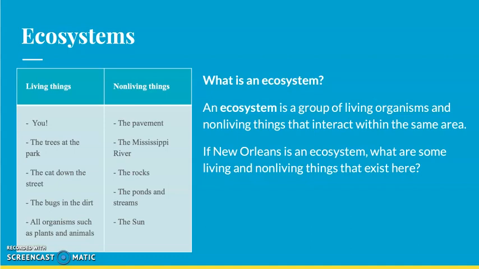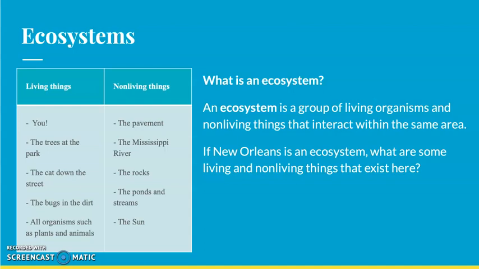Welcome back. So what we are going to do first is talk about ecosystems. What is an ecosystem? I know we talked about it a lot while we were in school, but here is a refresher. An ecosystem is a group of living organisms and non-living things that interact within the same area. So if New Orleans is an ecosystem, what are some examples of living and non-living things that exist here?